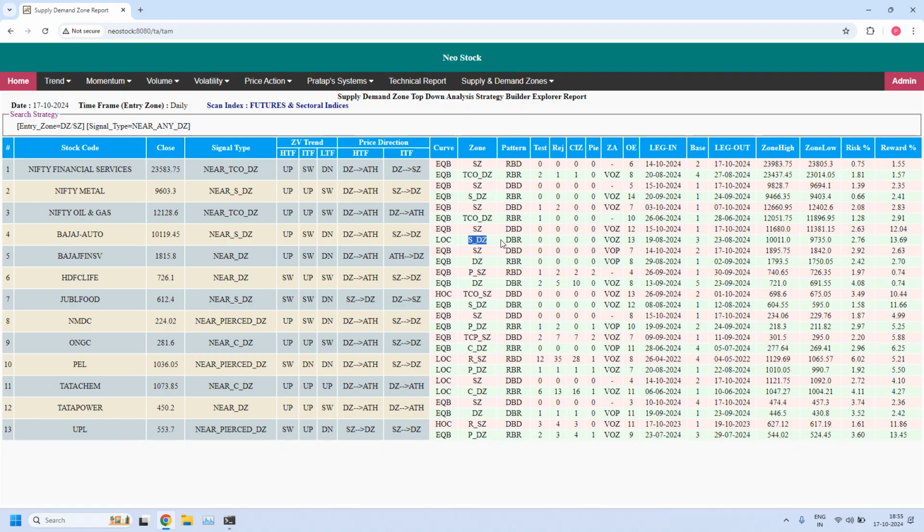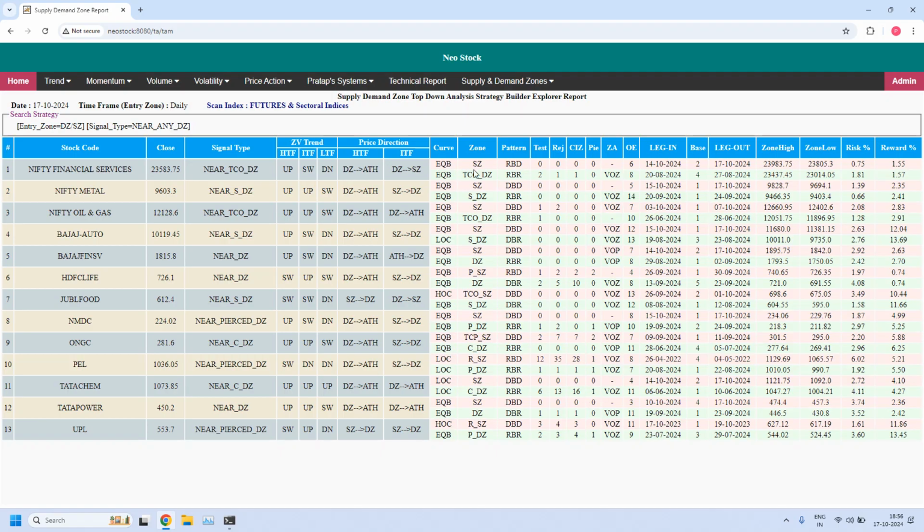Bajaj Auto is having a high liquidity daily demand zone. Next, Jubilant Food is having a high liquidity daily demand zone. Next, ONGC is having a high liquidity daily demand zone. Tata Chemicals is having a high liquidity daily demand zone. So in total we identified 4 high liquidity daily demand zones from this list. But Tata Chemicals is a pierced zone, so it is invalid.